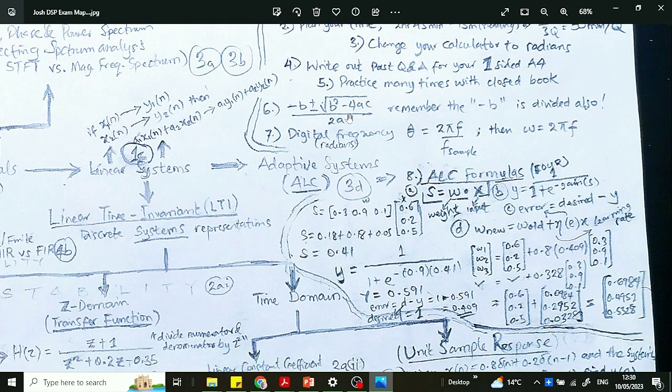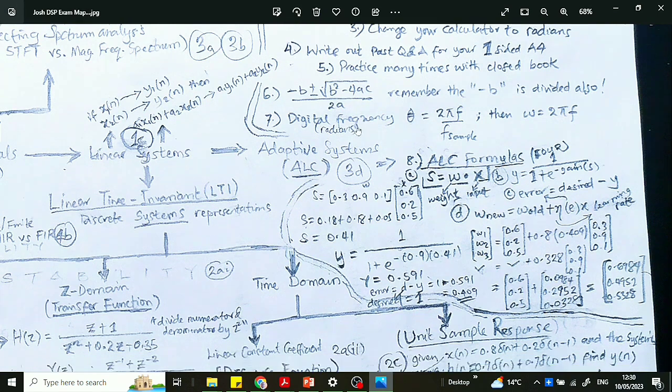Next, remember this formula. That's the first thing. But also remember, this is very funny, that the minus b is also going to be divided by the 2a. Don't forget that. But remember the formula itself. You might write it down anyway in your A4.